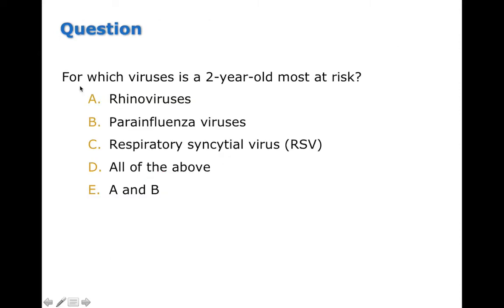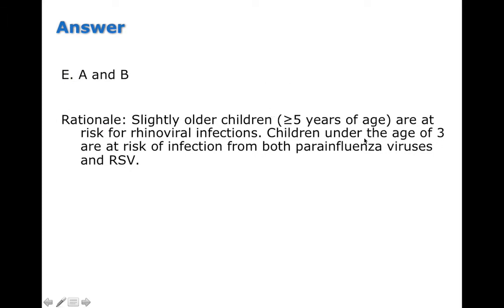So this question here says, for which viruses is a 2-year-old most at risk? Would it be the rhinoviruses, parainfluenza, respiratory syncytial, all the above, or just A and B? Well, we talked about that 2-year-olds are at a pretty high risk for things like parainfluenza and RSV. Now, slightly older children are at a higher risk for rhinoviral infections, but then children under the age of 3 are at risk for both parainfluenza and respiratory syncytial.